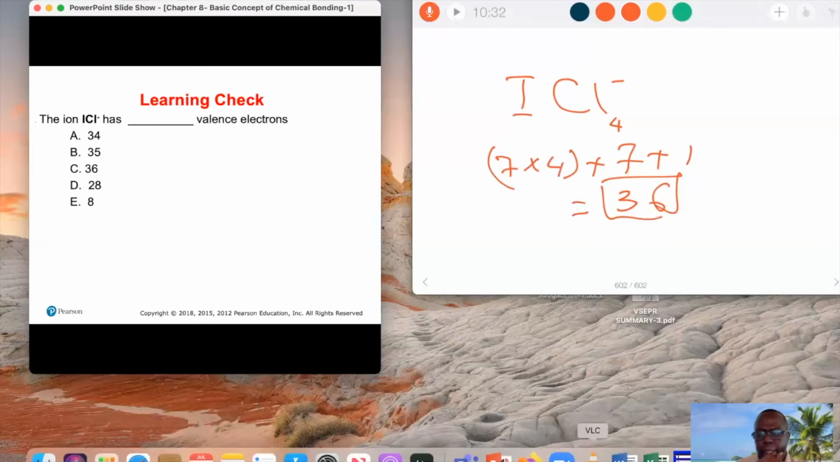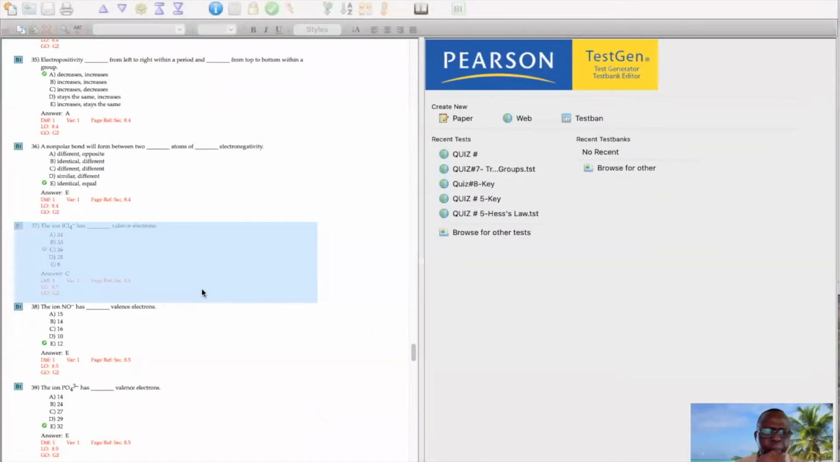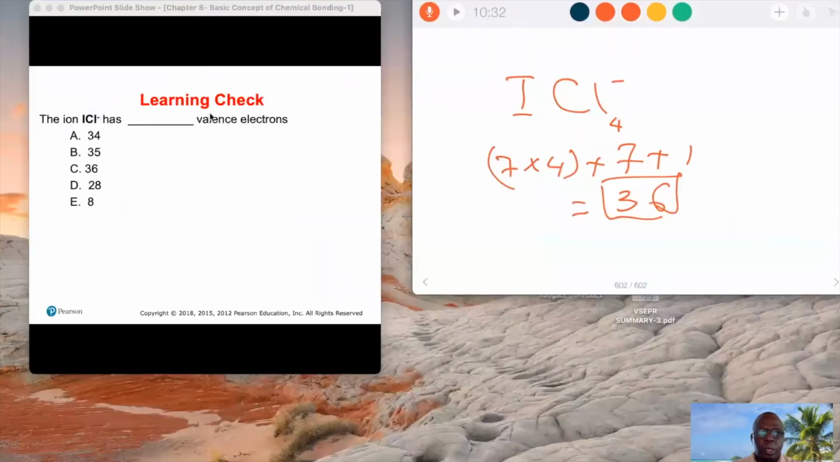I went and checked the question bank, which is where I got the question. I have it right here on the screen. This is the polyatomic ion ICl with a subscript, and the correct answer is 36. I bring to your attention what was missing in this question. So put a subscript 4 here, and the correct answer is C.